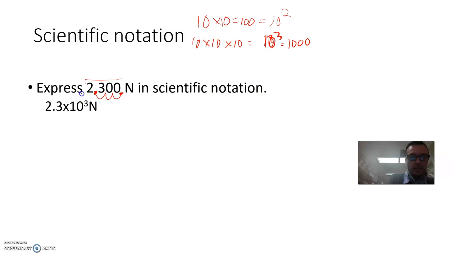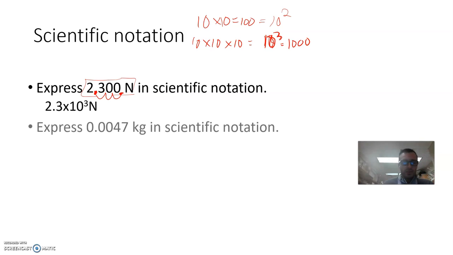So we started with a large number, 2,300. And so our final answer here has one digit to the left, or I should say one non-zero integer to the left of the decimal. And the exponent is a positive exponent because we're talking about a big number. We started with a big number, you need a positive exponent. Big numbers, positive exponents. Let's look at the opposite.